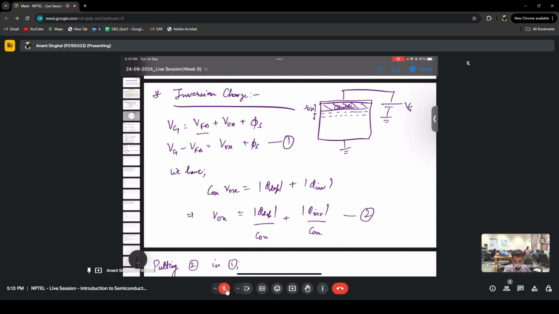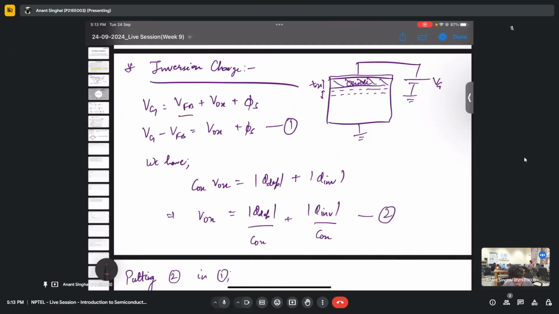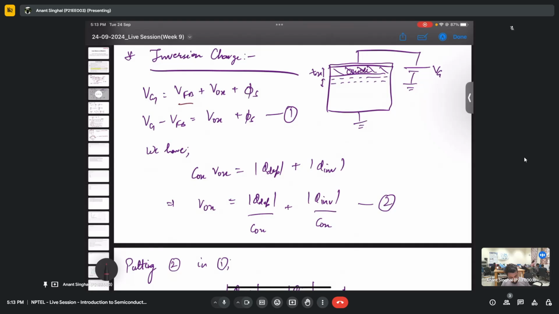Yeah, I hope I'm audible now. So the total gate voltage will be nothing but the sum of the flat band voltage, the oxide voltage drop, and the surface potential that we require to get the inversion. So this is what I have done.